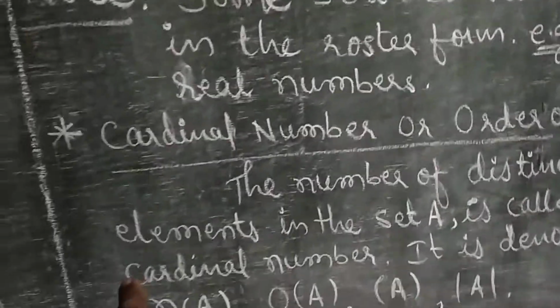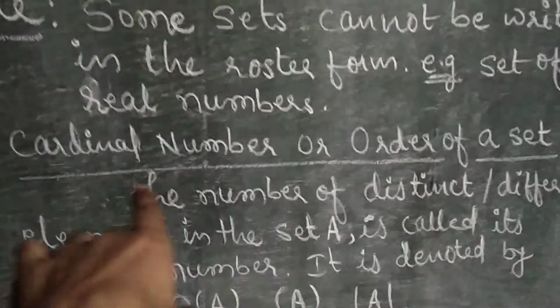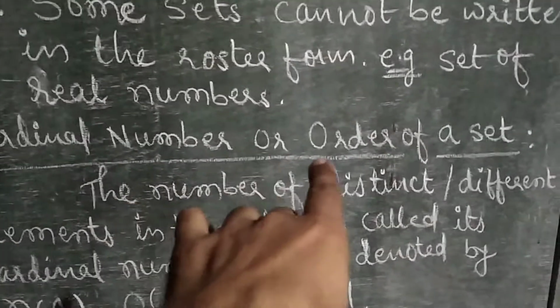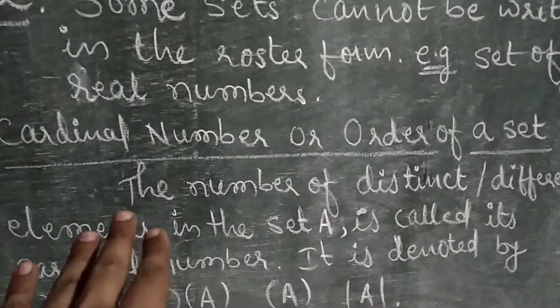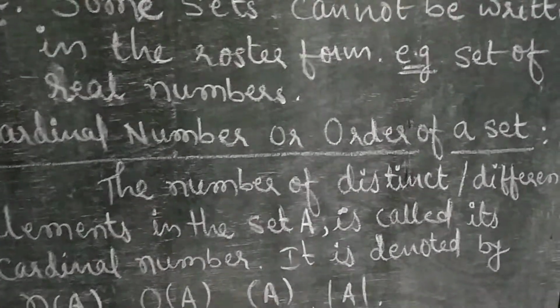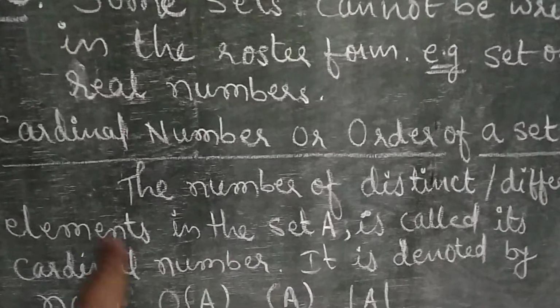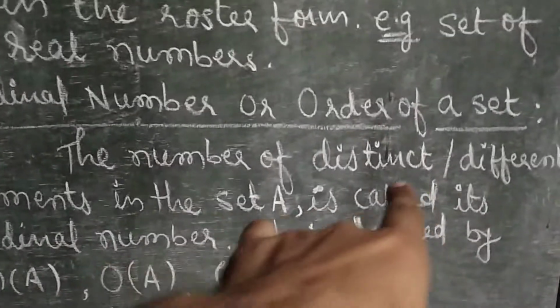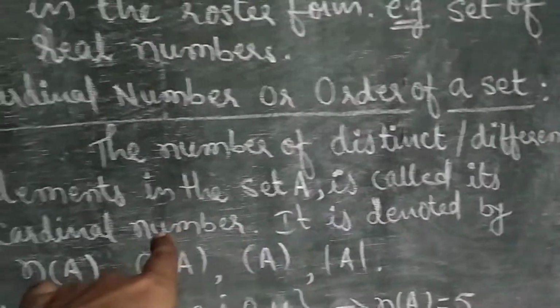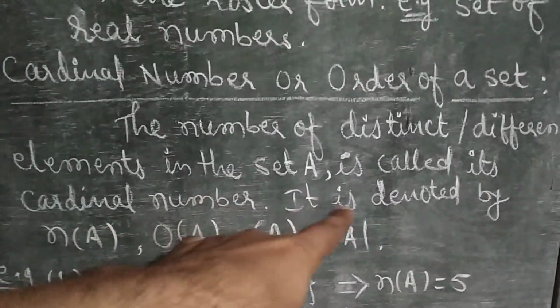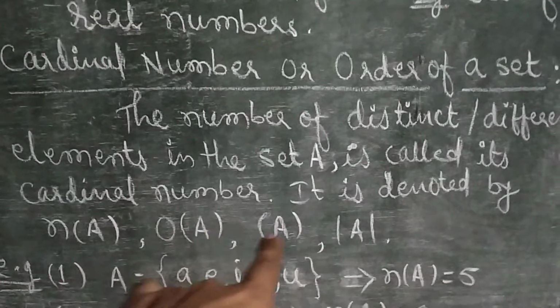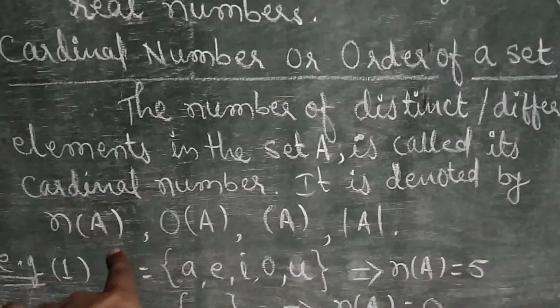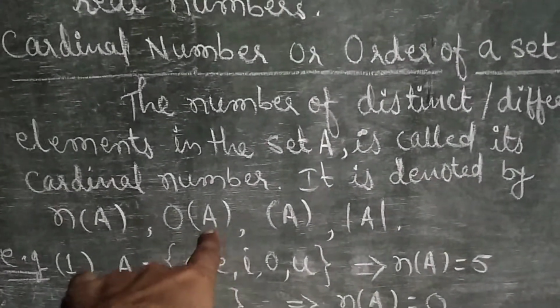Okay. Now one important part is the cardinal number or order of a set. When we are taking a finite set or infinite set, we can use this number, the cardinal number or order of the set. The number of distinct elements, or different elements, in the set A is called its cardinal number, and generally it is denoted by n(A), or o(A), that is, order of A.